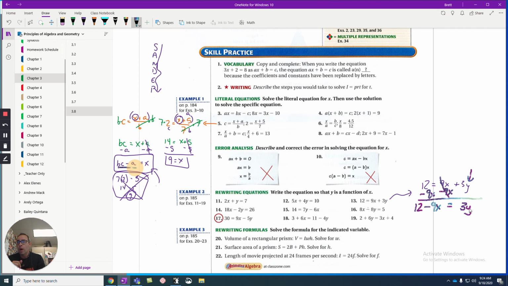Last step for getting y alone is to get rid of this 3. To get rid of the 3, we're going to need to divide by 3 because it's times 3. And if I divide by 3, those will go to a 1 and cancel out. When I divide, I have to divide everybody by that same number. So I'm going to divide the 12 by 3 and the 9 by 3. This will give me y is equal to 12 divided by 3, which is 4, minus 9 divided by 3, which is 3x.